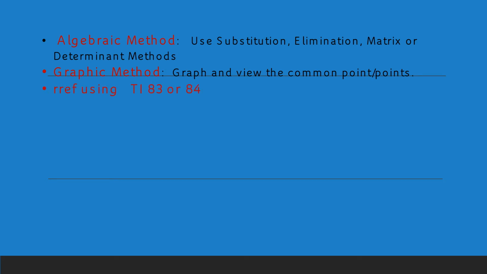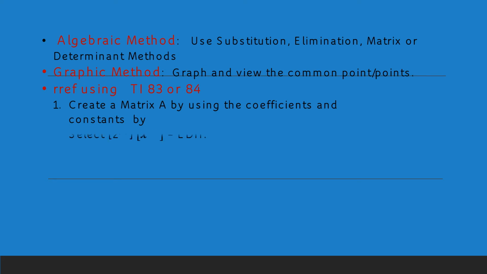We can also use the reduced row echelon form on the TI-83 or 84 graphing calculator. When we use a graphing calculator, we have to create a matrix using the coefficients and the constants. That is, using the augmented matrix of the coefficients and the constants, we can find the values. We can create it using second, x inverse, which gives us matrix, and edit. Then quit the screen and select the reduced row echelon form of that matrix under matrix math, where we can search for it.